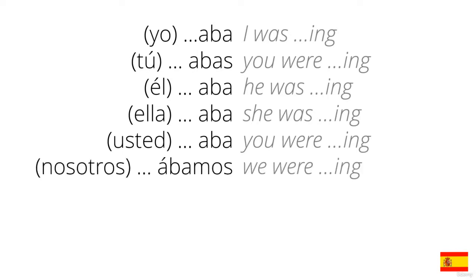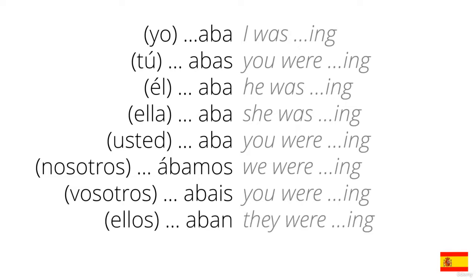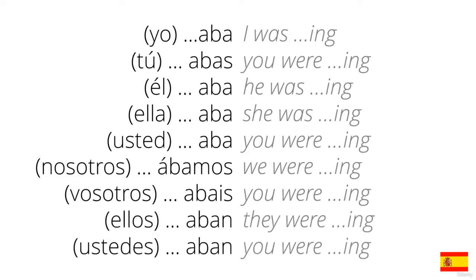If you want to say "we were -ing," you add ABAMOS, and there's an accent on the first A, so you have ÁBAMOS. If you want to say "you were -ing," you add ABAIS. If you want to say "they were -ing," or "you were -ing," you add ABAN to the end of the verb. So the endings are ABA, ABAS, ABA, ABA, ABA, ÁBAMOS, ABAIS, ABAN, ABAN.